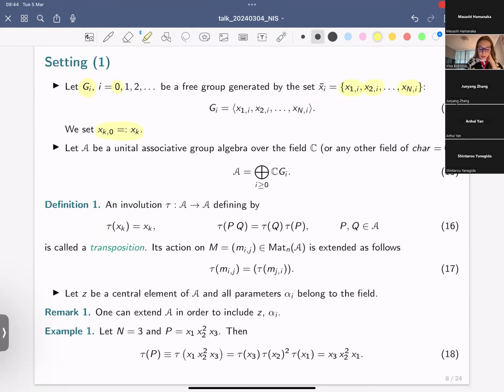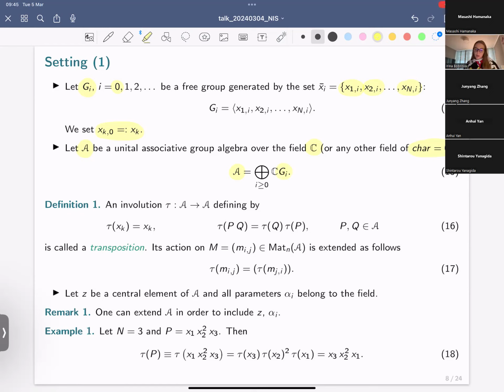Then we consider a unital associative algebra, a group algebra over the field C. In fact, we can use any other field, but we fix that its characteristic is equal to 0. And our algebra A is given by the direct sum of these groups J sub I.